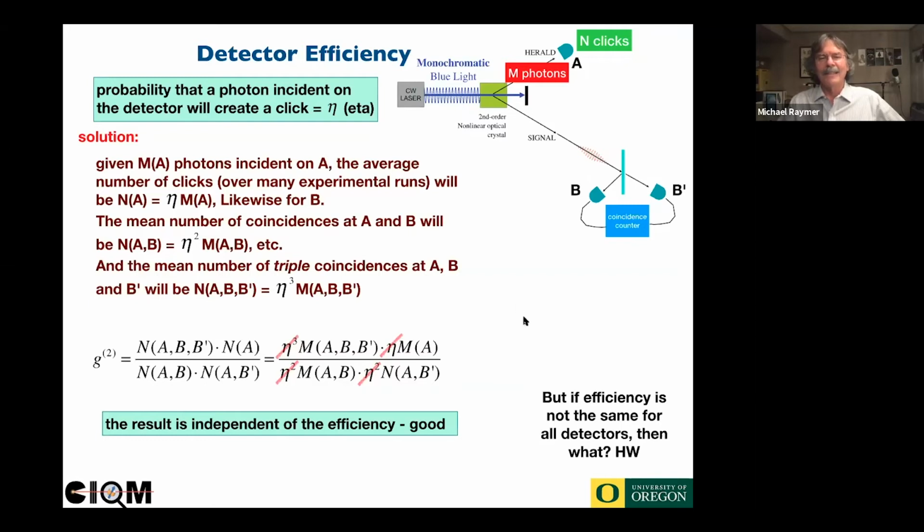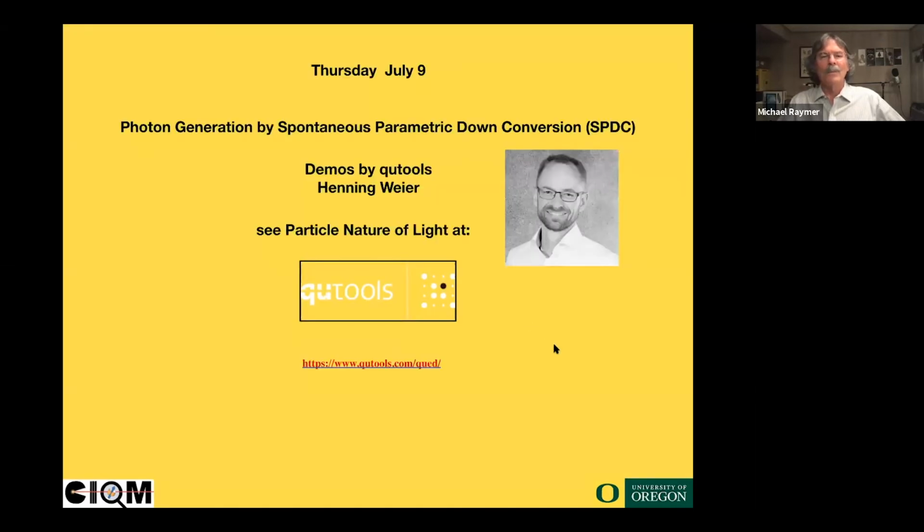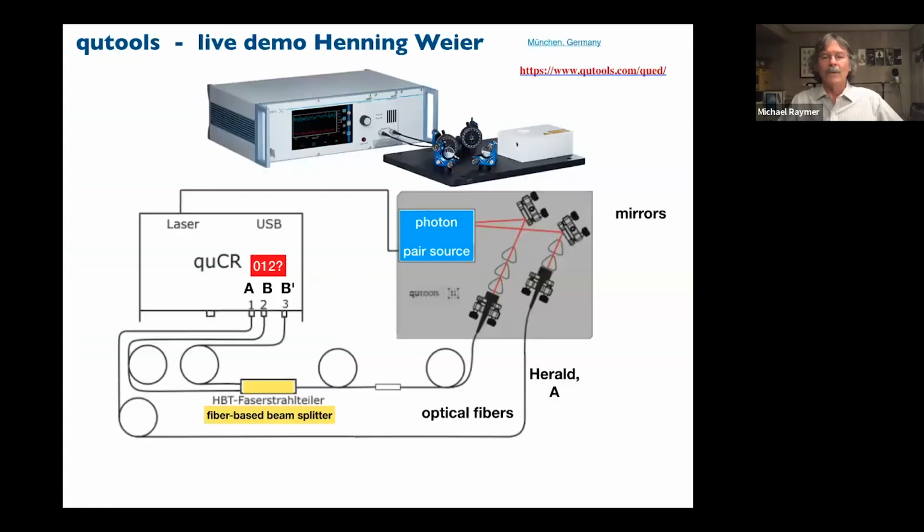Very nice. Okay, now we're going to move over to Henning Weier, who is a scientist at the qutools company in Munich, Germany. They have a very nice set of products that they build and sell, namely high performance photon detectors and electronics. They also make an educational kit, and we're very happy to have Henning here. He's going to do a demonstration.